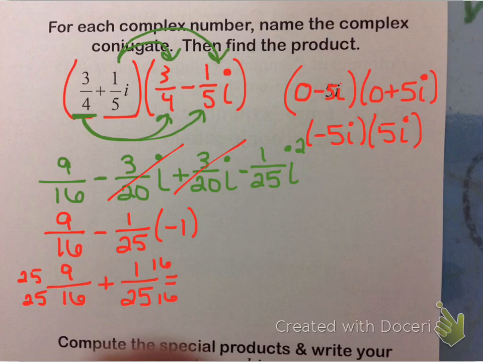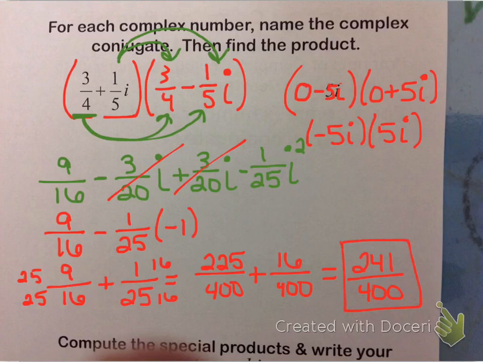And so I would get 225 over 400 plus 16 over 400. And so my final answer would be 241 over 400. So, I mean, it's not a pretty answer. It is a fraction, a relatively ugly fraction, but there's no more imaginary numbers at the very least. So it is prettier in that regard.